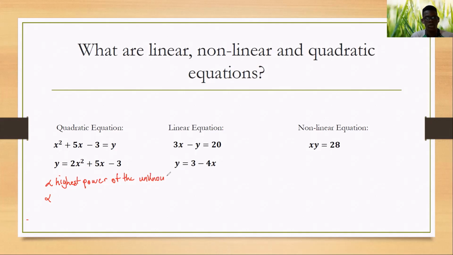I'm going to use the word unknown, and the reason why is because I want you to get familiar with recognizing that these variables could be x, it could be y, doesn't matter. But the highest power of the unknown, for example x, usually x, is 2. All right.